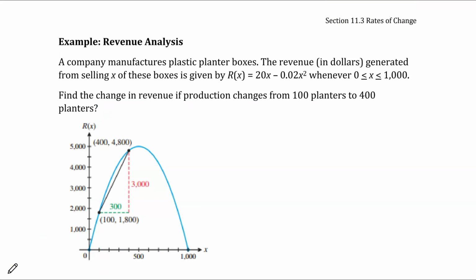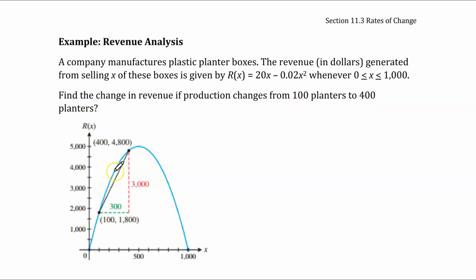Consider this example. A company manufactures plastic planter boxes. The revenue in dollars generated from selling x of these boxes is given by the function here. R of x, the revenue function, is equal to 20x minus 0.02 x squared whenever x is between 0 and 1,000. Find the change in revenue if production changes from 100 planters to 400 planters.